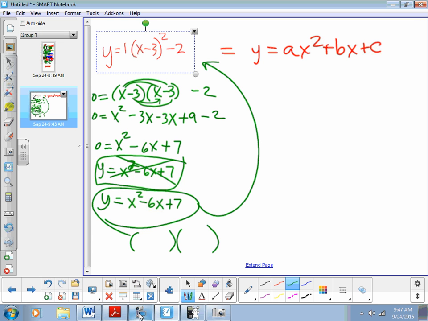You can try to do the X box method. Now, I'll just give you a hint. A value is 1. 7 times 1 is 7. What two numbers multiply to give you 7, but add to give you negative 6?